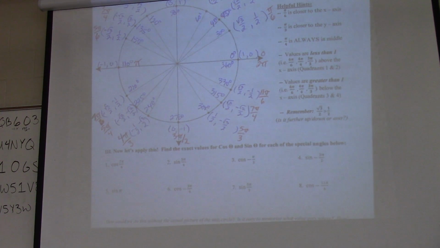Here's what I'm looking for. 1 half, square root of 3 over 2, square root of 2 over 2.